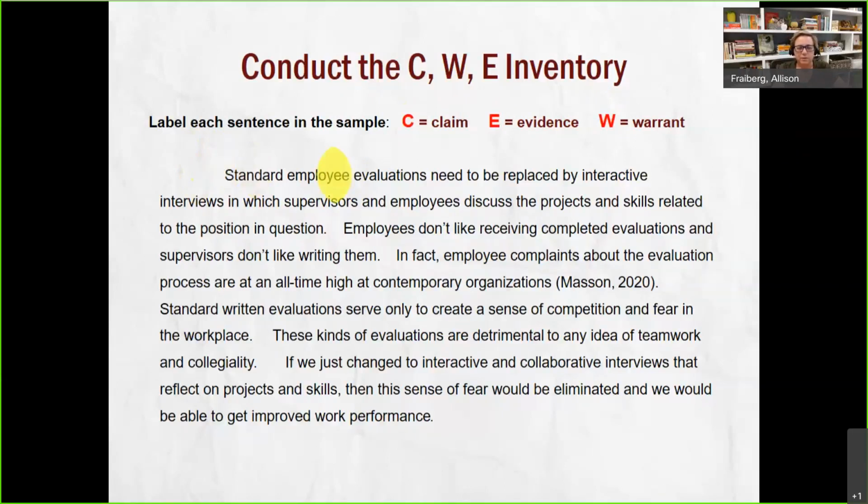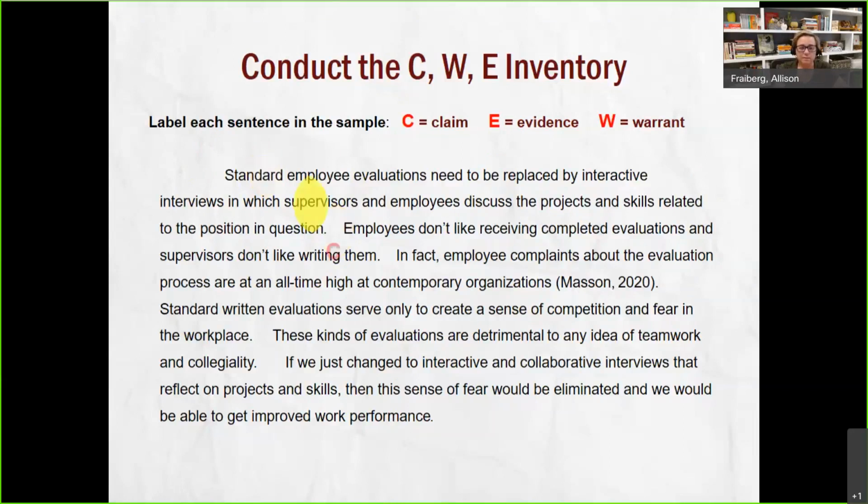Standard employee evaluations need to be replaced by interactive interviews in which supervisors and employees discuss the projects and skills related to the position in question. And what do you think that is? Claim, evidence, or warrant? Claim, remember, is an idea, an assertion that reasonable people could disagree about. Evidence is observation, stuff someone else said, expert or otherwise, or some data, some numbers. And a warrant is the explanation of the evidence.